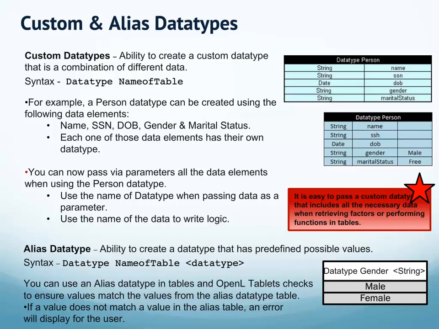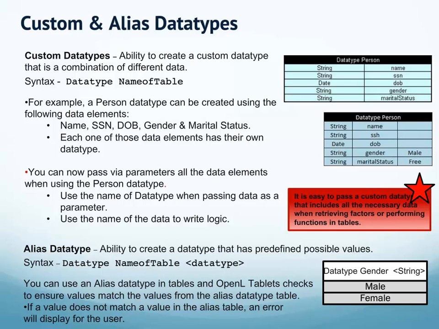Also, there's an alias data type which allows you to set the predefined possible values, and the syntax that you use is the word data type, the name of your table, but then you put the data type, whether it's string or integer, and then you have your listing of values, and this is very useful. Because you can use an alias data type in tables, and OpenL Tablets checks to ensure values match the values from the alias data type table.